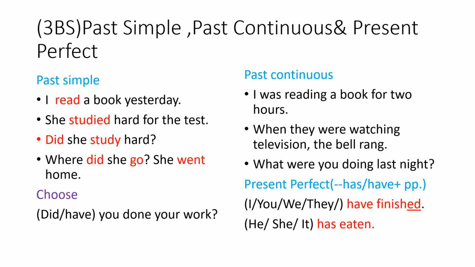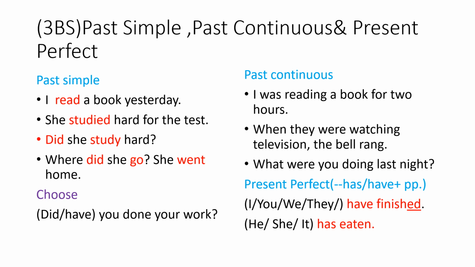So normally the past continuous happens in the past, and it takes a longer time normally than the past simple. I was reading, this is was, and the verb ending in ing, for 2 hours. This is a long time. When they were watching television, the bell rang. So here when, they, and then you have were, and the verb ending in ing, television, the bell rang. The rang is the past tense of ring. It is a past continuous.